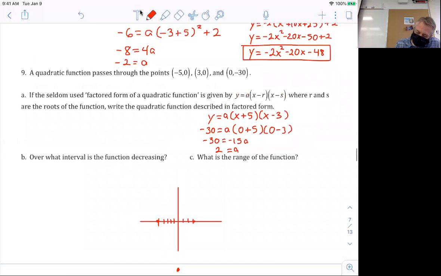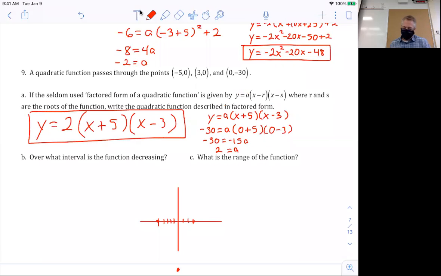So to answer this first part, one way to write this equation is y equals a, oh, not a, we know that a is 2, sorry, 2 times x plus 5 times x minus 3. That would be in factored form.